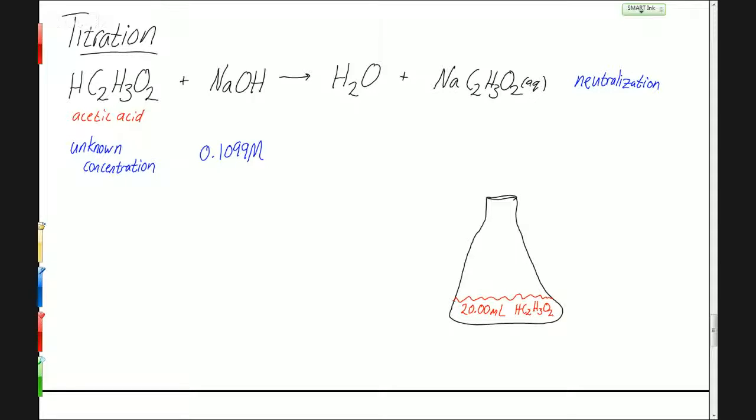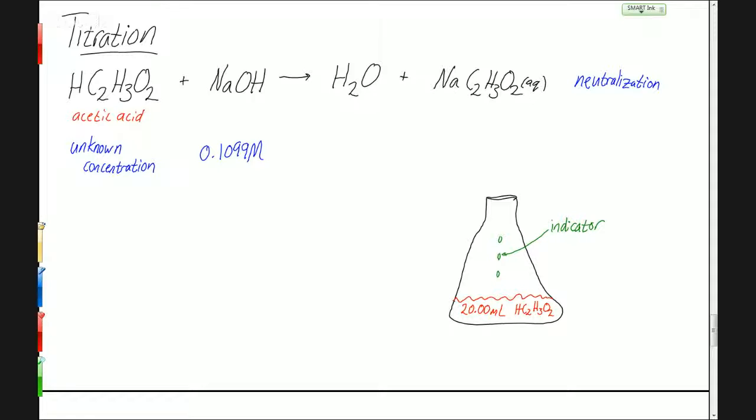And then we put in a few drops of something called an indicator. An indicator is a chemical that changes color based on pH. The one we're going to use is called phenolphthalein. And what that does is when you put it in an acidic solution, it's totally clear, colorless, doesn't look like anything. But as soon as that solution turns basic, it turns pink.